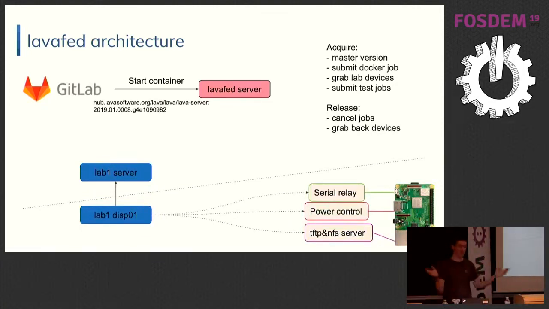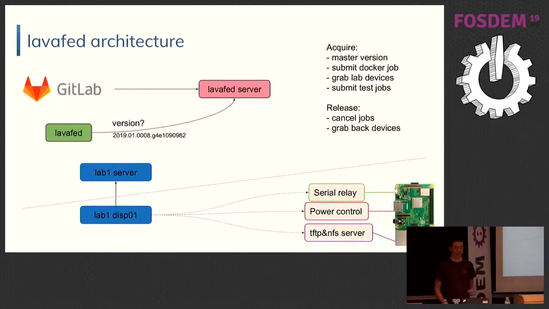This will be a Lava server, so it will be the LavaFed server, which is available from everywhere. In blue, you see a community lab. Someone in the community is okay to share a lab with us. And the server is available from everywhere. And the dispatcher is in their private lab, so it's not accessible from outside. And they do have a Raspberry Pi connected to it.